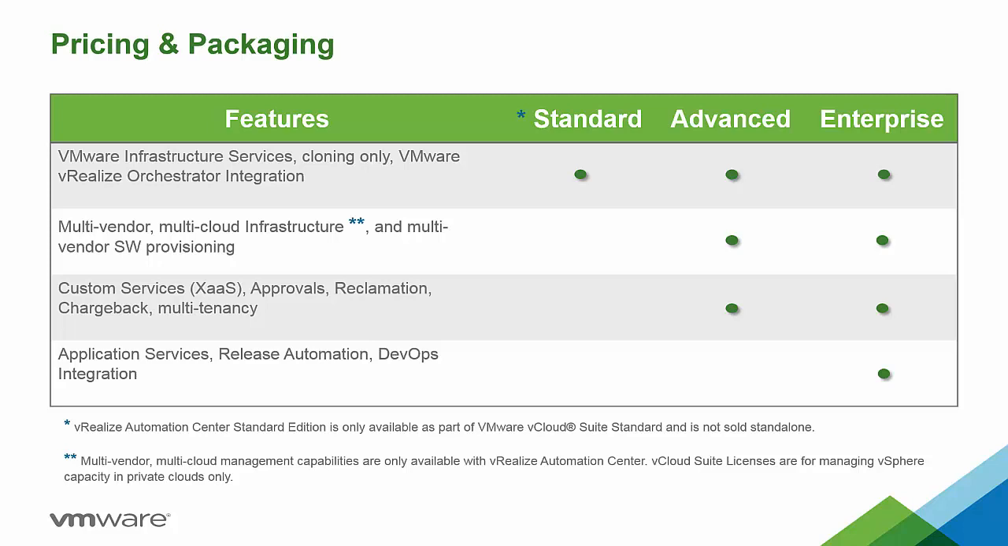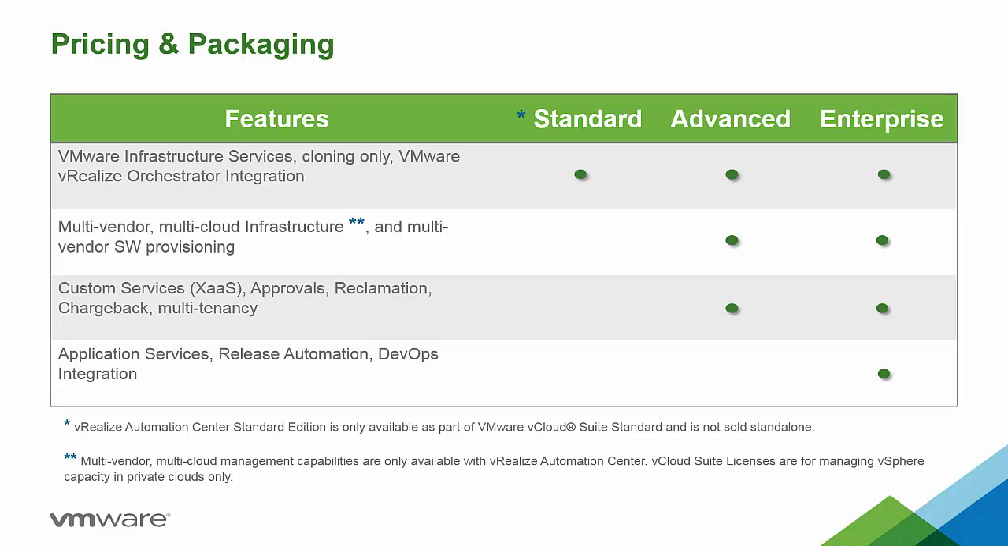Now just to go over pricing and packaging a little bit, we have the standard, advanced, and enterprise editions. The standard gives you your standard infrastructure services, cloning only, with also the ability to do some vRealize Orchestrator integration. And then we have the multi-vendor support, multi-cloud infrastructure support as well, and also software provisioning. So that, and also giving you custom services or access as a service, approvals, reclamation, chargeback, and multi-tenancy. These are all part of what you get in the advanced edition that is also included in standard.